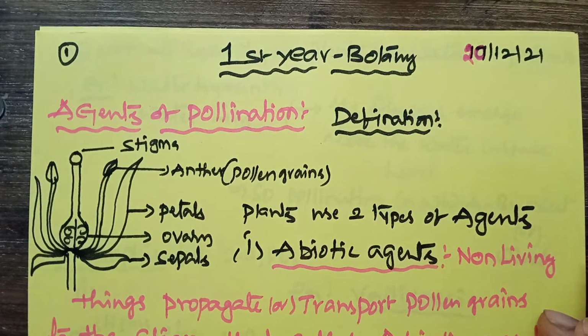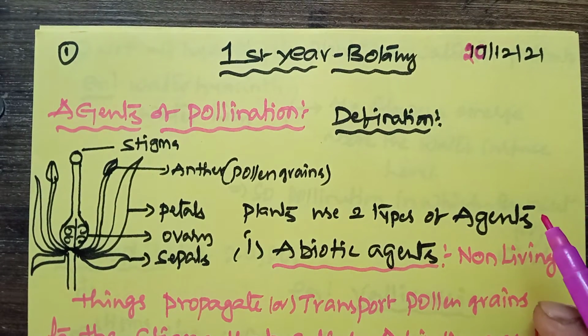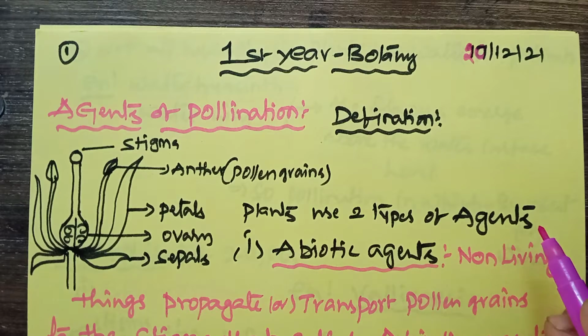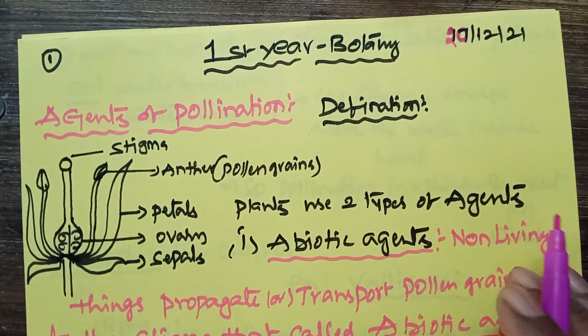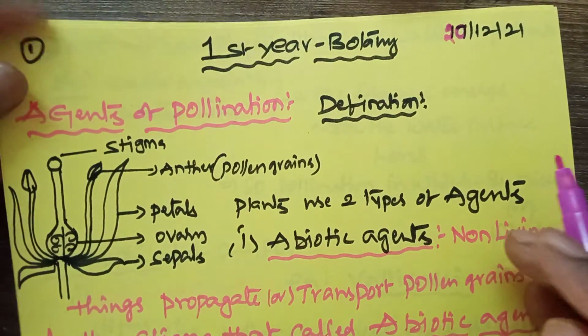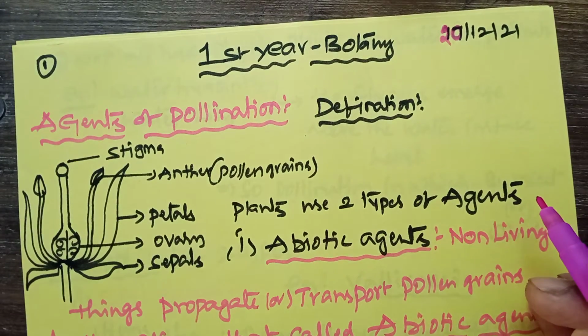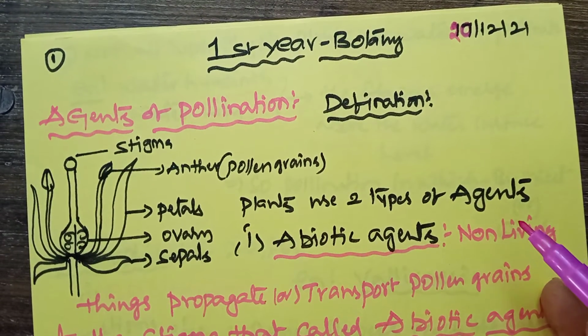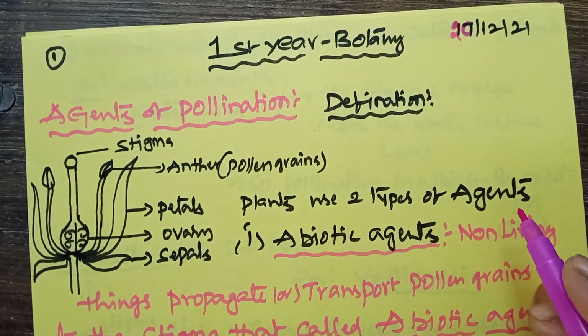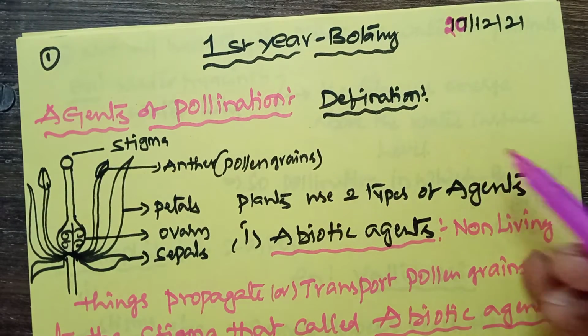Okay, good morning students. Today I am discussing a first year topic. So our topic name is Agents of Pollination. As per our schedule, we are going to discuss agents of pollination.